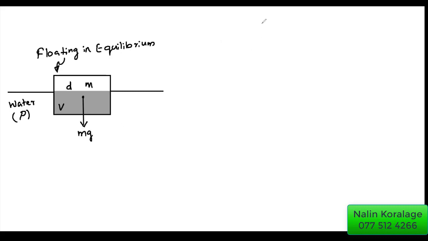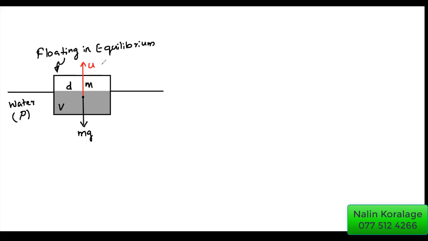Now there should be another force to cancel that weight. That's why the object can be said to be in equilibrium. So this particular force should definitely be vertically upwards. Let's just give it a name: U. Let's say the name of that force is U.